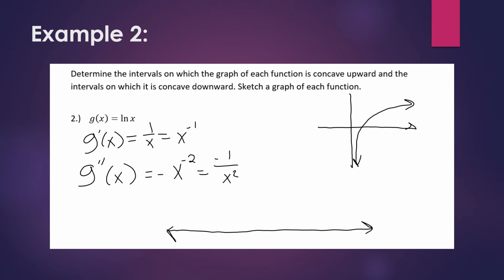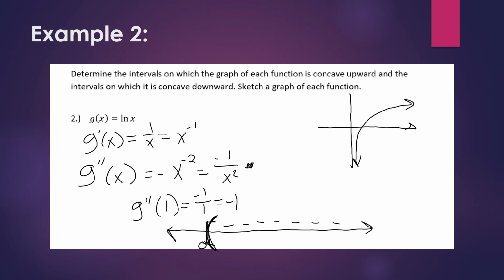And we do have a restriction. ln is not defined for 0 or negatives, so we need to be on the interval from 0 to infinity. Just as a starting point, we have to be at 0 to infinity, and this should be an open bracket because we can't be 0. So we're not going to worry about negative values. Let's plug in something bigger than 0. How about 1? If I plug in 1, I'm going to get g double prime of 1 is negative 1 over 1 squared, which is negative 1.